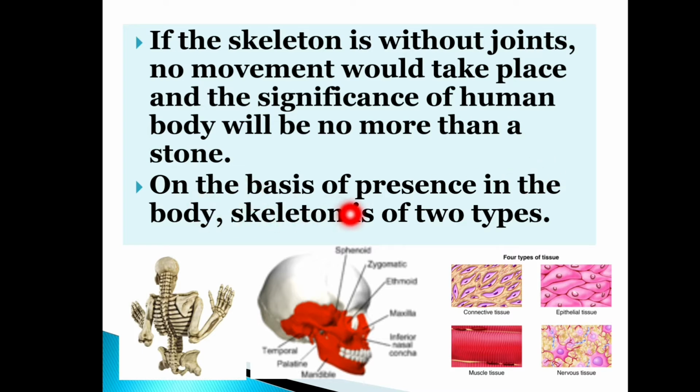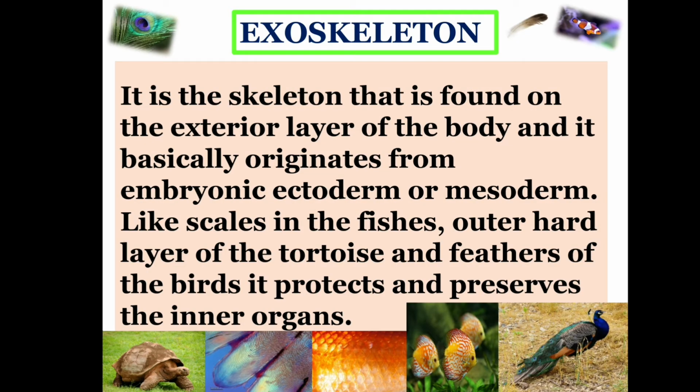On the basis of presence in the body, skeleton is of two types. So without joints, no movement would take place, and it is very important in the human body. So if the joints are not there, the human body will be like a stone. On the basis of presence of joints in the body, the skeleton is of two types. The two types of skeleton are: one is exoskeleton, another one is endoskeleton.